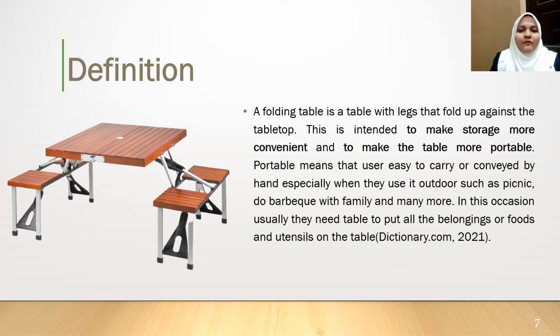This is the definition of foldable table which I could find in the dictionary and Thesaurus. A folding table is a table with legs that fold up against the tabletop. This is intended to make storage more convenient and to make the table more portable. Portable means that the user can easily carry or convey it by hand, especially when they use it outdoors such as for a picnic or barbecue with family.